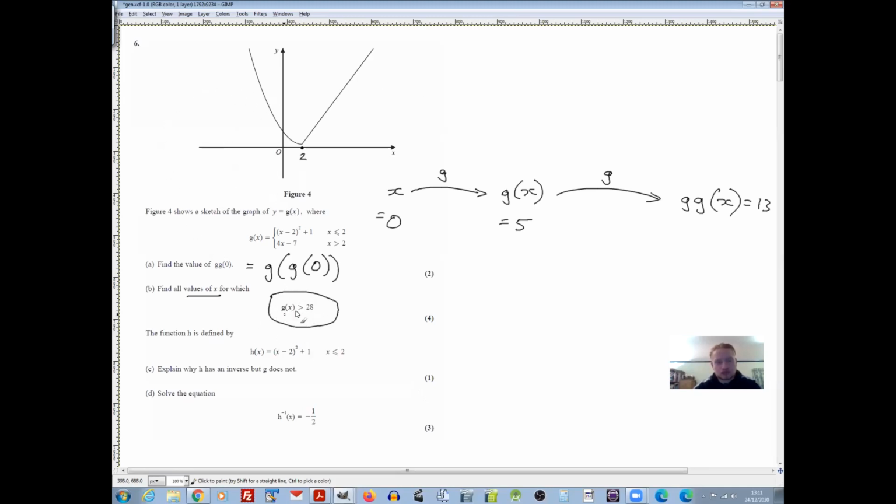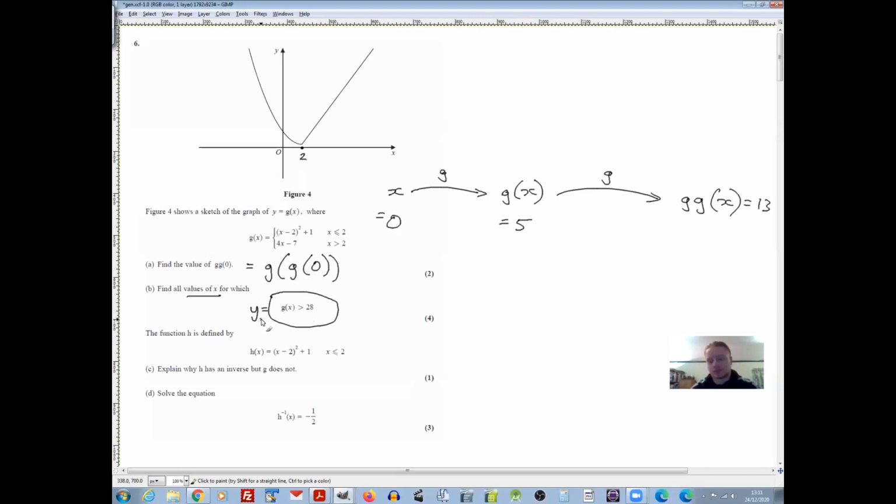We'll see how it helps to think of it graphically, if we make sure we understand the graphical interpretation of this question. For which values of x is g of x greater than 28? Oh yeah, it's where the y-axis value is above 28. Exactly. G of x means the resulting y values we get from doing the g stuff. Y is equal to g of x. So where is y greater than 28?